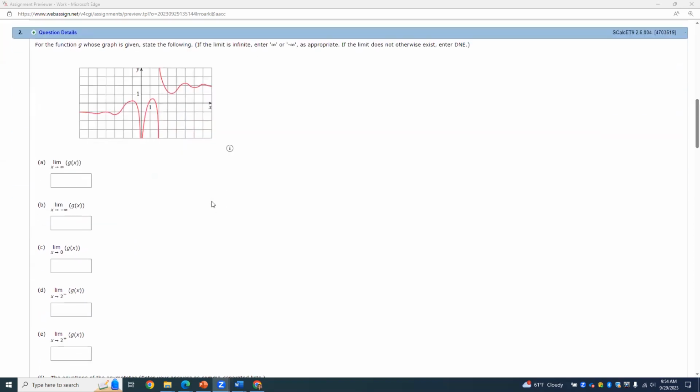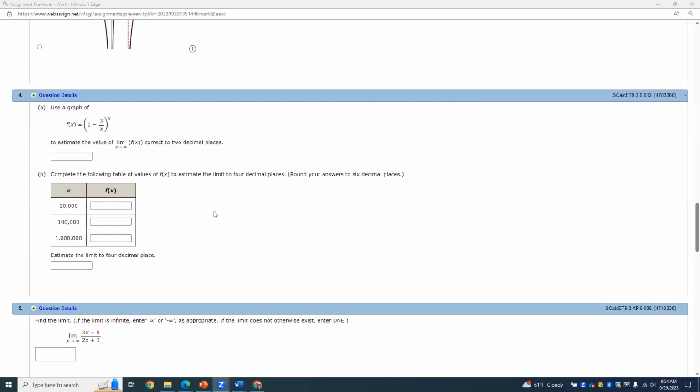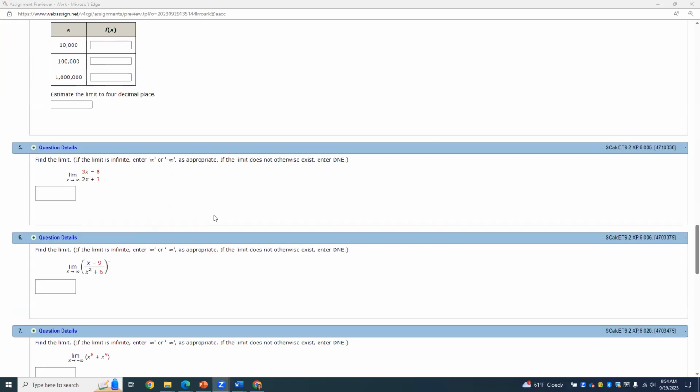All right, so same vibes for number 2. Number 3 is heavy on the graph. Number 4 talks about using the graph. And then finally, when we get to 5 is when we actually start evaluating.